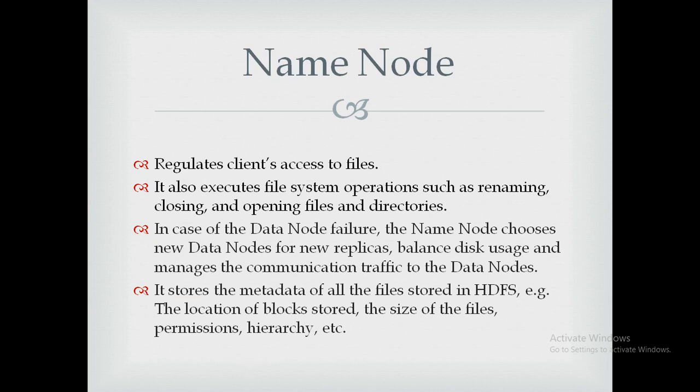In case of a data node failure, the name node chooses a new data node for new replicas, balances disk usage, and manages the communication traffic to the data node. It stores the metadata of all files stored in HDFS. As I told you before, metadata means the location of a block, the size of the file, what permissions are given to the file, and how the hierarchy of the file is present. The data node sends the heartbeat to the name node, so the operations of the data node are managed by the name node.